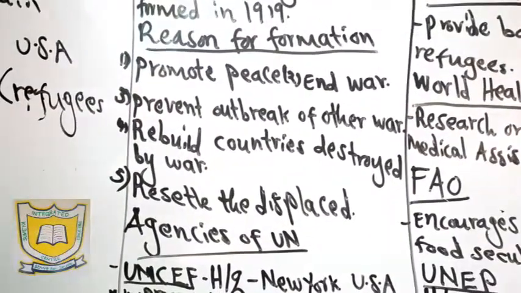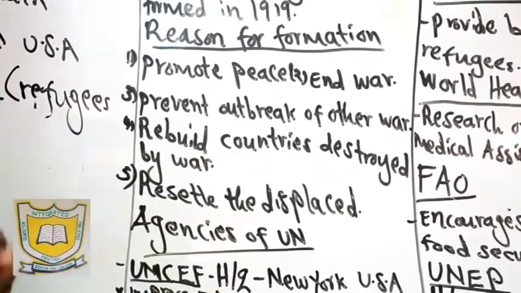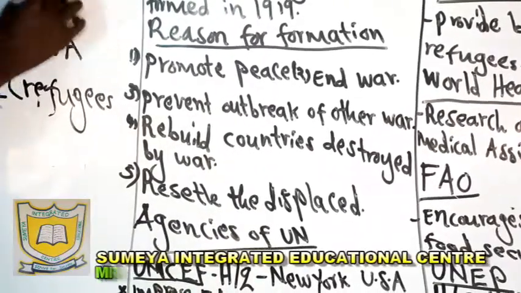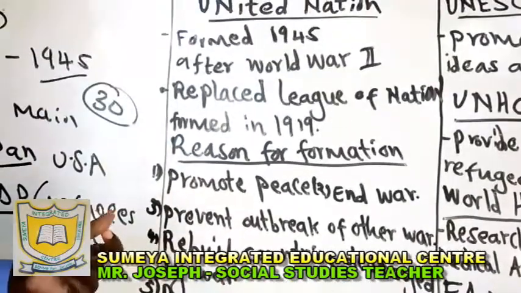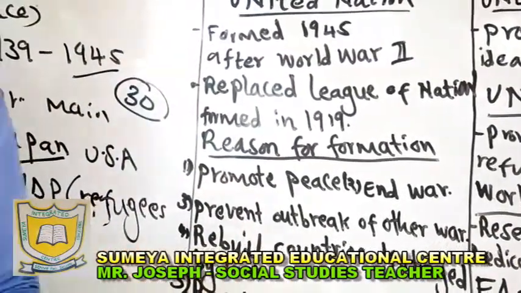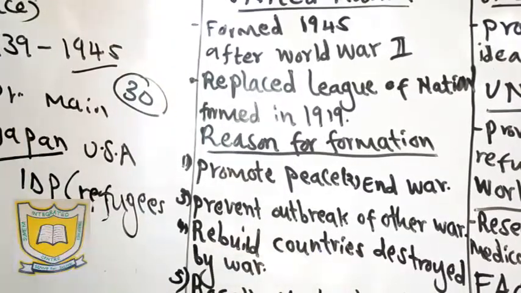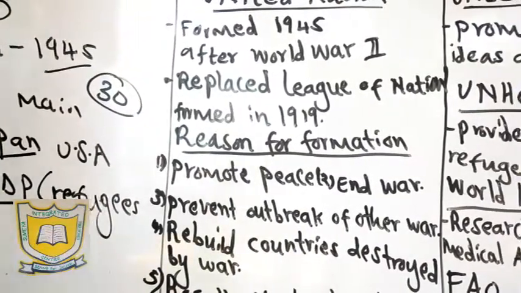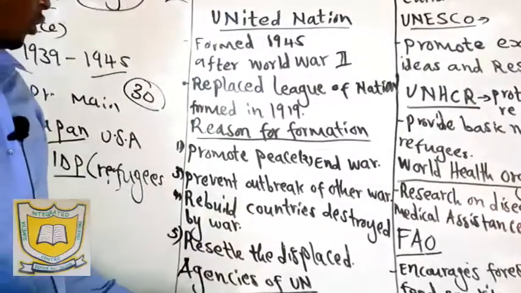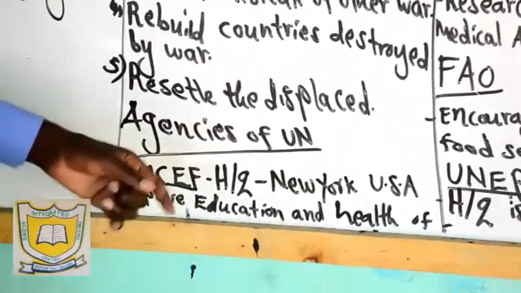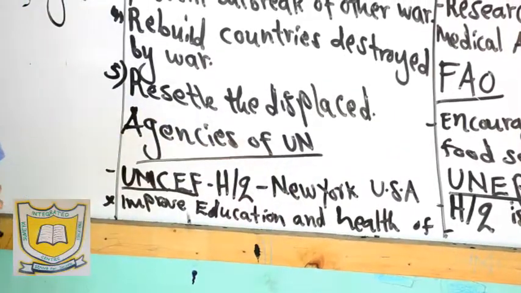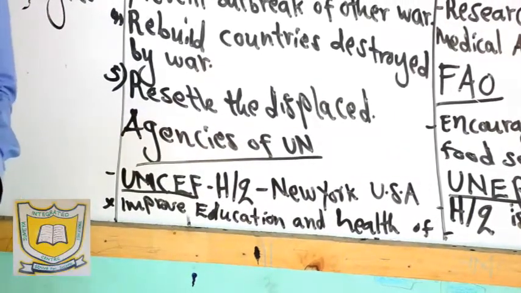Then the United Nations has around 30 agencies, but we shall look at the major ones. Agencies are branches. So it has very many agencies across the world with different headquarters in different nations in Africa, in Asia, and also the European continent. So we shall start with this one. We call it UNICEF. The headquarters is found in New York, United States of America.